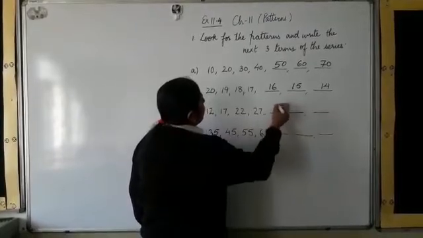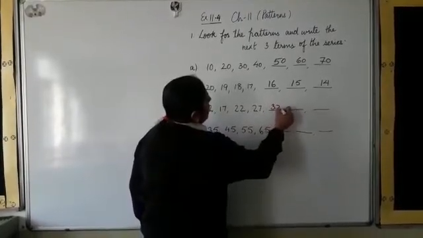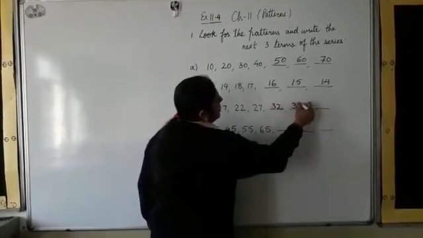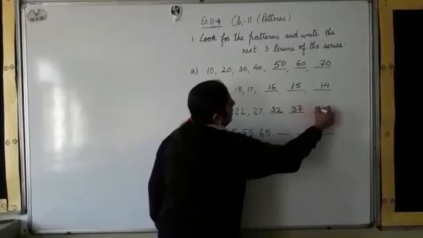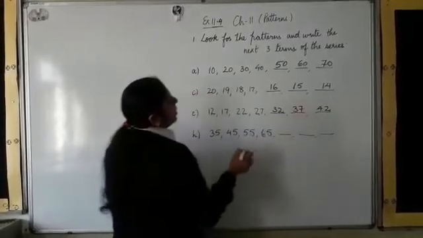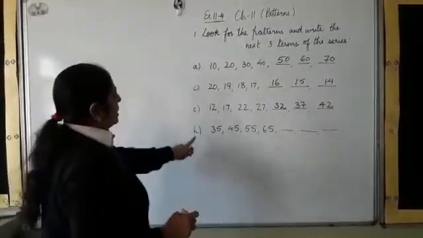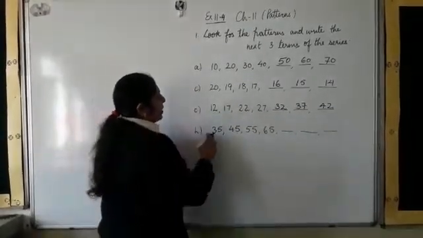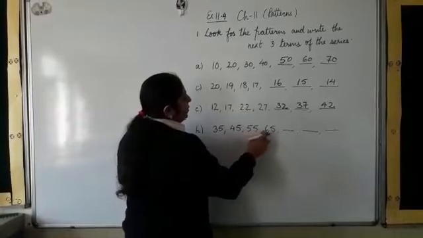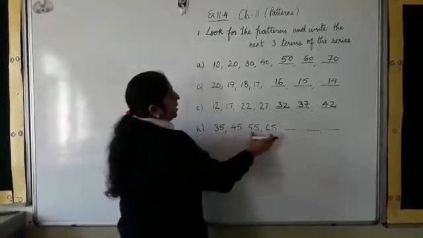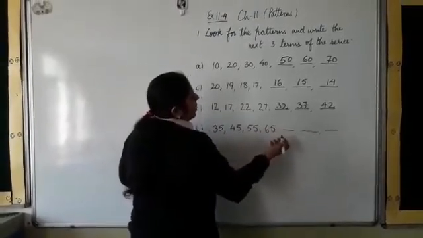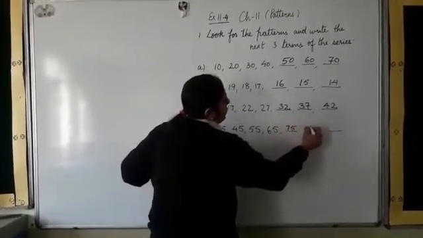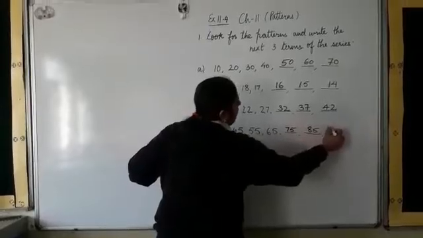Next will be 32. And the other number will be after skip counting 5 numbers, 37. Then 42. Like this you are supposed to complete the series. H part we are going to do of this question, which says 35, 45, 55, 65, which means again this is the skip counting of 10 going on in this series. So you will write 75 next number, 85, 95.